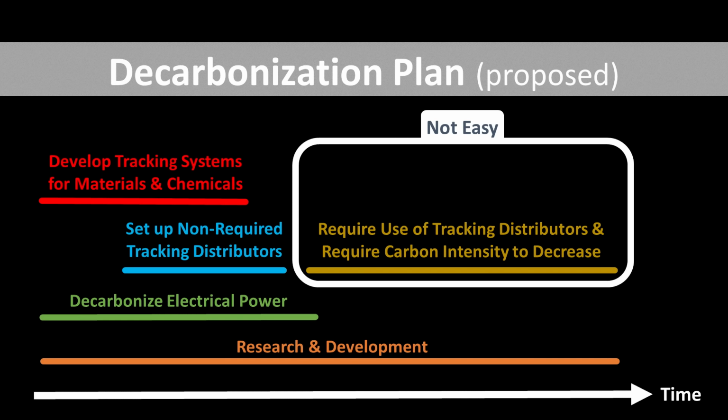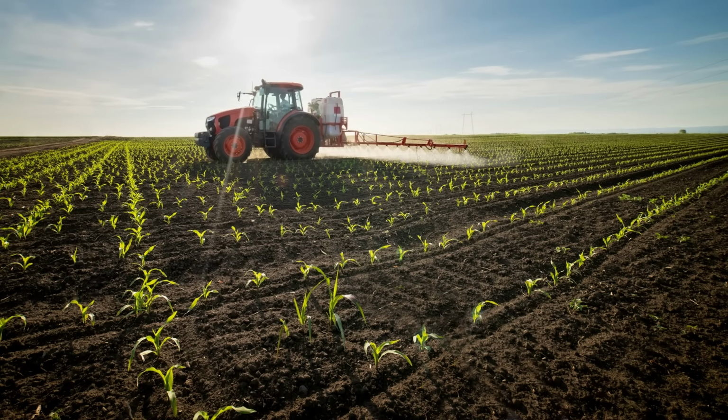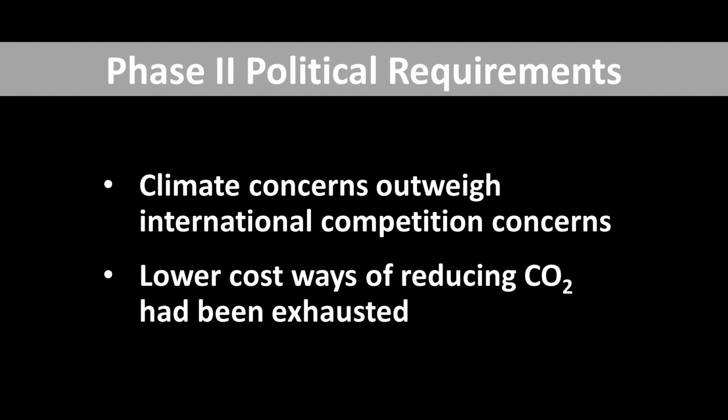It would slightly reduce manufacturers' ability to compete internationally, and it would cause some companies to downsize. For example, farmers that are required to buy expensive green fertilizer would be less competitive against foreign farmers who buy cheap non-green fertilizer. Ultimately, phase 2 would only occur if 1. Climate concerns outweighed international competition concerns, and 2. Lower cost ways of reducing carbon dioxide had already been exhausted.